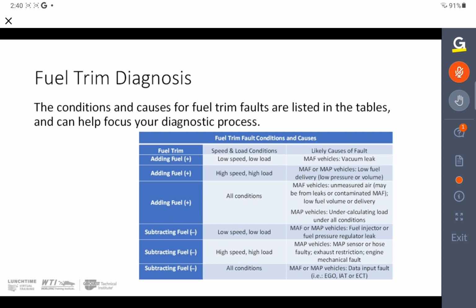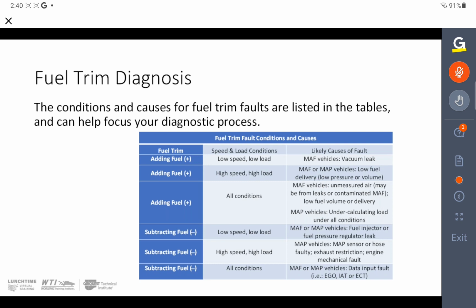First row, adding fuel at low speeds, low load on a mass airflow system vehicle, it's probably going to be a vacuum leak. You have unmeasured air getting into the engine that the mass airflow sensor is not seeing, very much like the example I showed you on the fuel trim map. Adding fuel at high speeds and high load on a mass airflow or a MAP sensor vehicle, we're probably dealing with low fuel delivery, low pressure, or low volume.